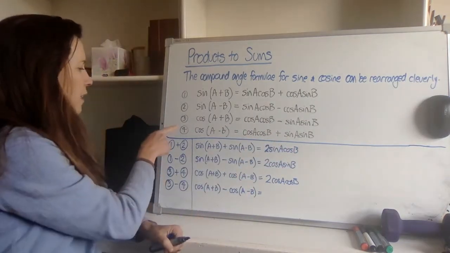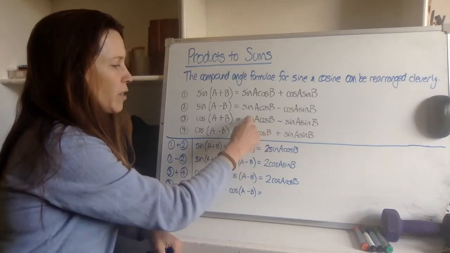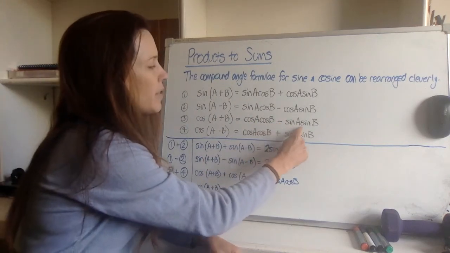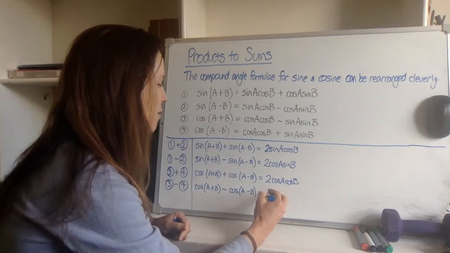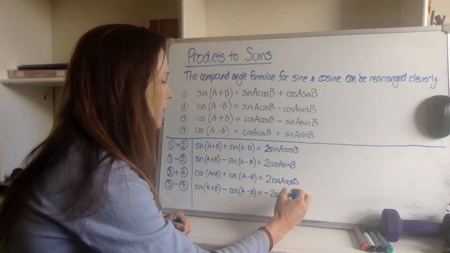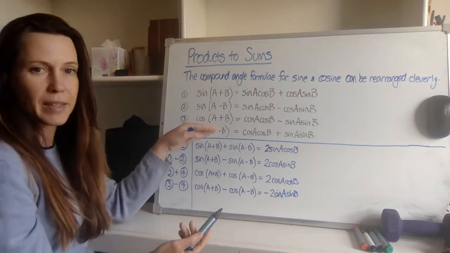And then subtracting equation 4 from equation 3, clearly we'll have this subtracted from that, so those will disappear. But over here we'll have negative sine A sine B minus another sine A sine B. We're going to have negative 2 sine A sine B. So those were fairly easy to generate from these.